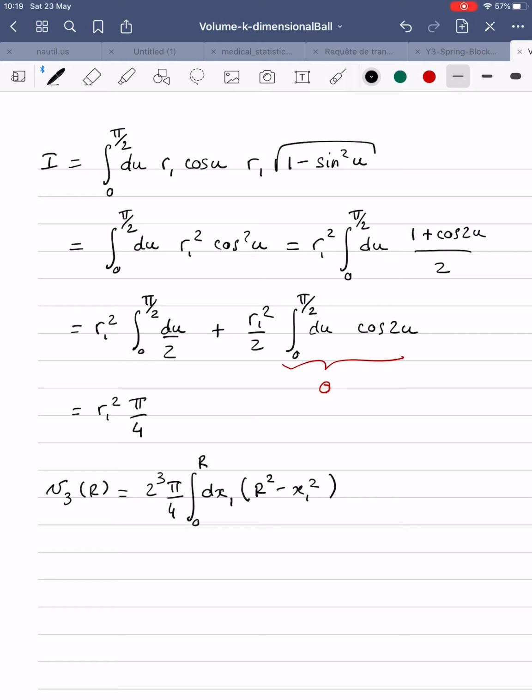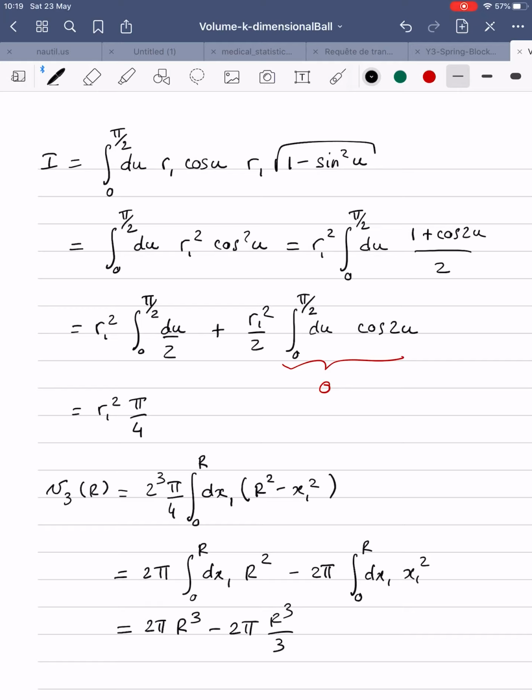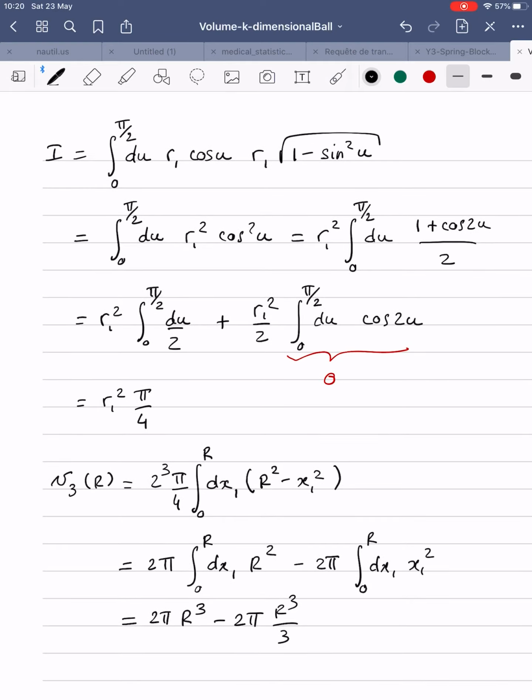Okay, so at the end of the day, you get 2 pi, okay, and then 0 r dx1 r squared plus 2 pi 0 r, and then well, minus actually, and then dx1 x1 squared. So this will give rise to 2 pi r cubed, okay, minus 2 pi, and then r cubed over 3. Okay, so it's 2 pi, factorize r cubed minus r cubed over 3, and that will give you 4 thirds of pi r cubed, okay, which is the result that you know.